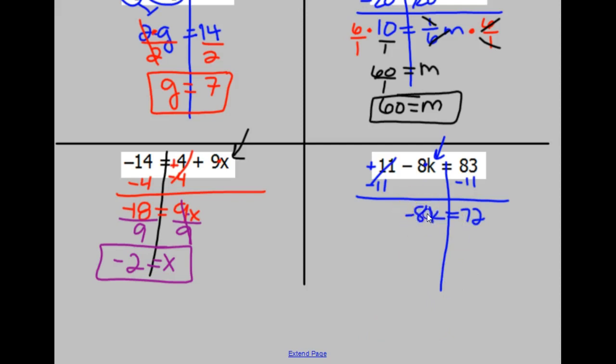And we can't add 8. This is really multiplied. The opposite of multiply is divide. So we're going to divide by negative 8 on both sides. 72 divided by negative 8 is negative 9.